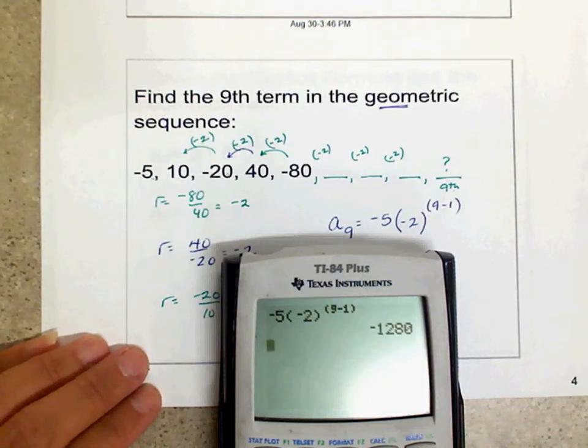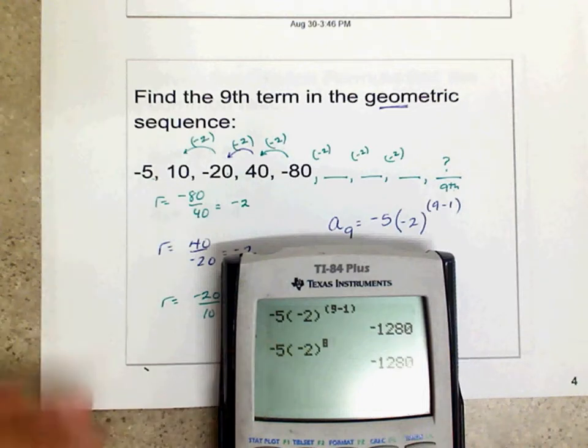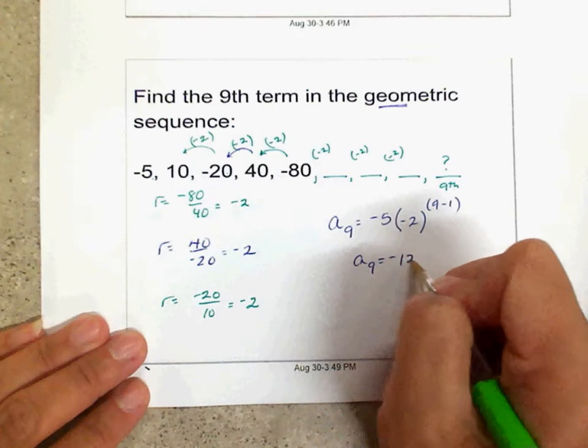Or you could go ahead and subtract that and give you 8. Negative 5 times negative 2 raised to the 8. These two are the same thing. See that? So your 9th term is negative 1,280.